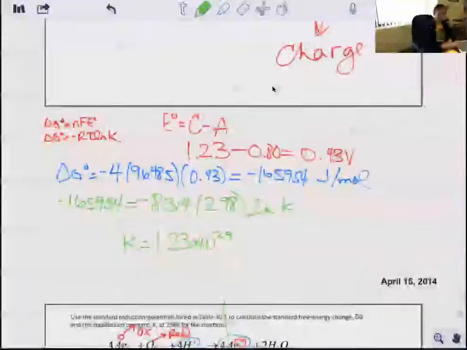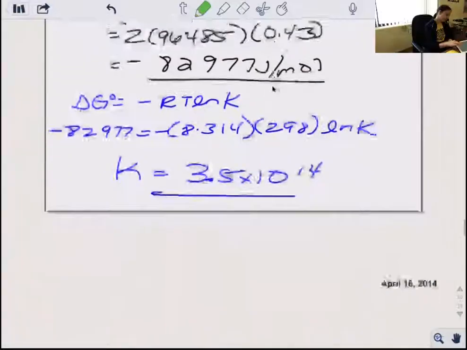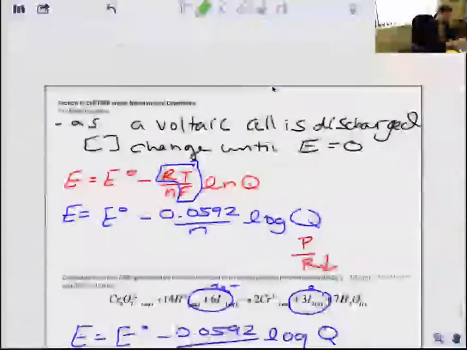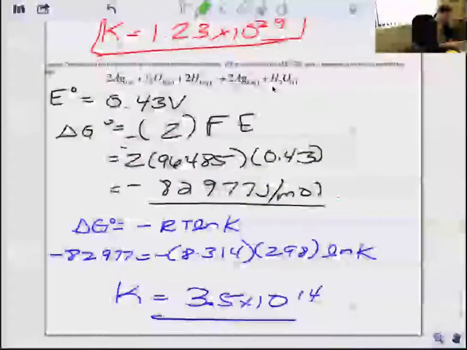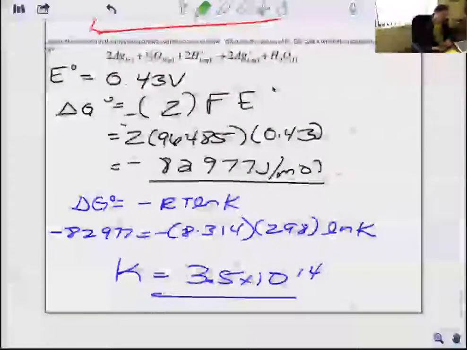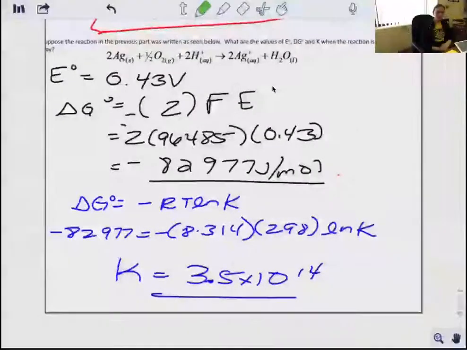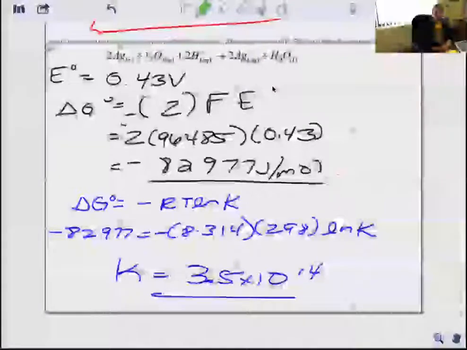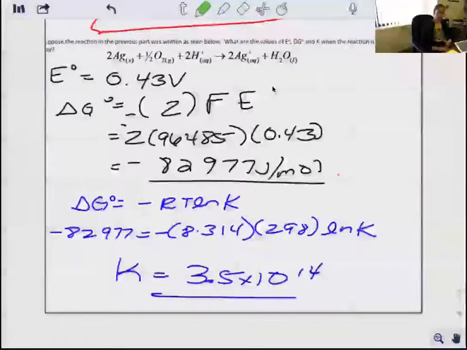Okay, so go ahead and try the next one, which is very similar to the one above. We see our reaction there, and we have the same E, a different delta G value, and a different K.